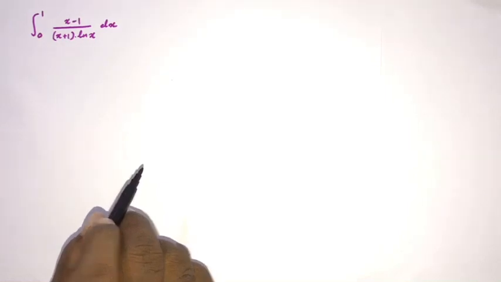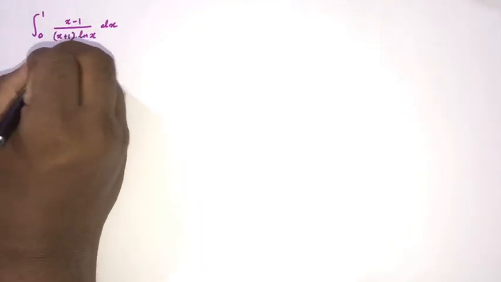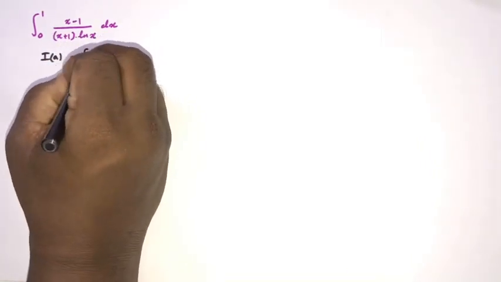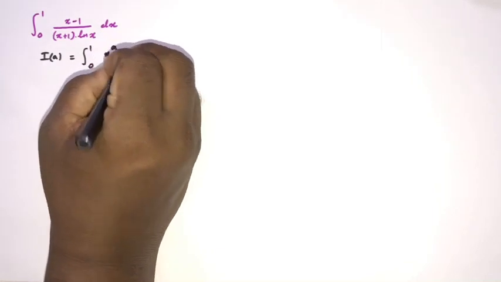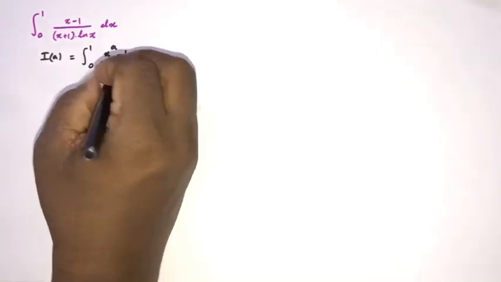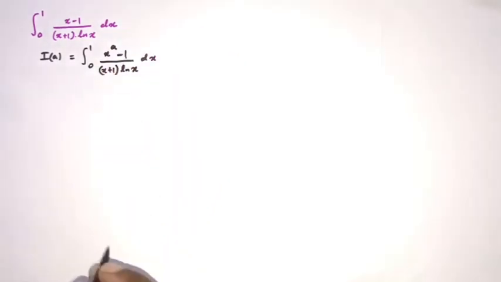Okay, how to begin? Well, first I am going to define an integral I of a is equal to the integral from 0 to 1 of (x to the a minus 1) over (x plus 1) times natural log of x dx.